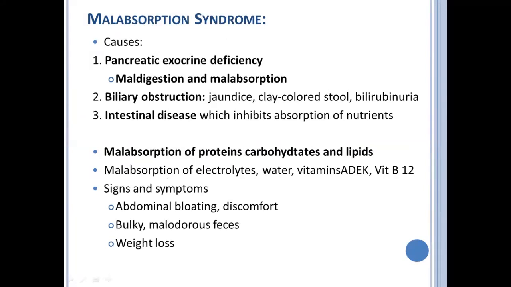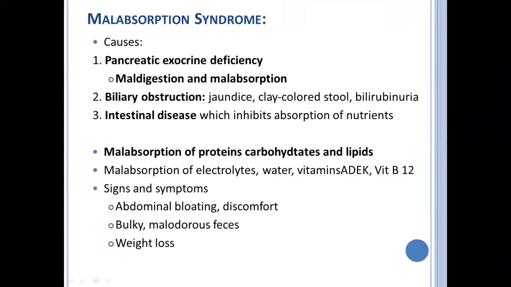Pag hindi na-digest yung mga ito, the carbohydrates, the protein, and the fats, of course, they cannot be absorbed. Kailangan ma-digest sila into their simplest form. Pag carbo yan, glucose yan. Pag protein yan, amino acids yan bago siya ma-absorb. Pag lipids yan, dapat fatty acids bago siya ma-absorb. So, pag hindi siya na-digest, that cannot be absorbed, right?